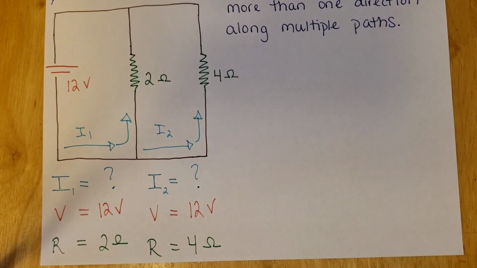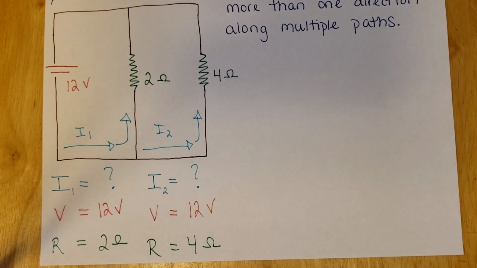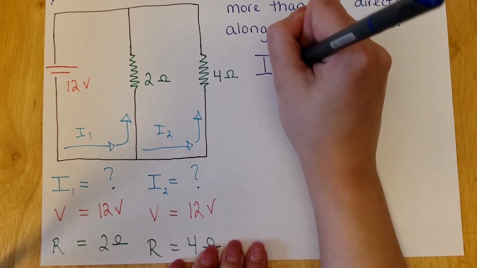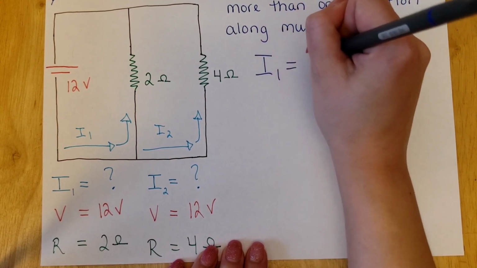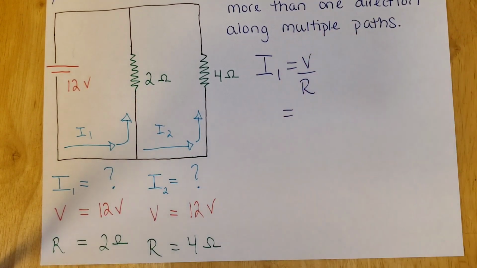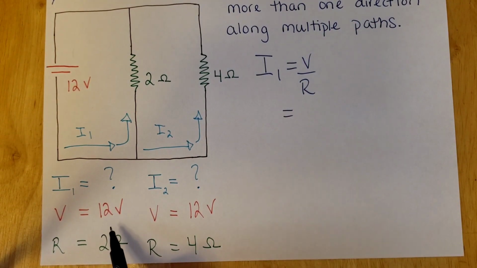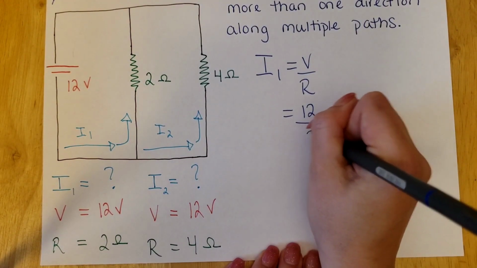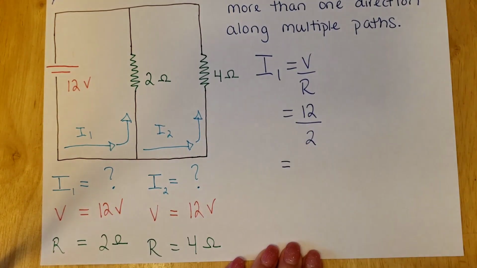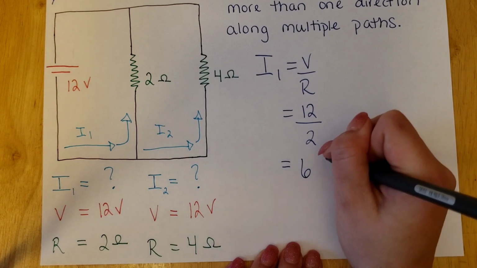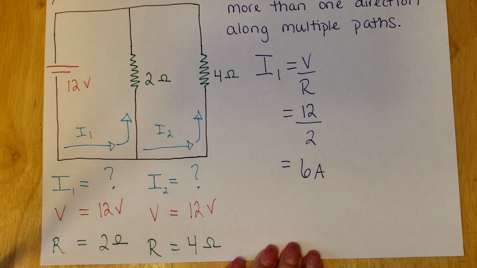Okay, now we're ready to solve, but this time we have to solve twice. So please be careful. We're going to start with I1. I1 equals, we know we're starting with V over R. We have 12 for our V, and we have 2 for our R. 12 divided by 2 is 6. And we know that our unit is going to be A, amps.